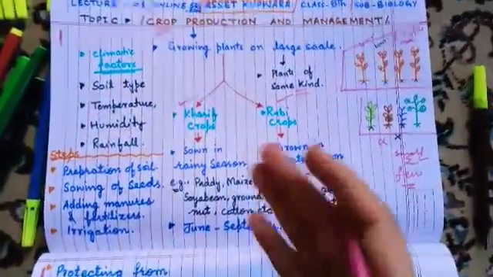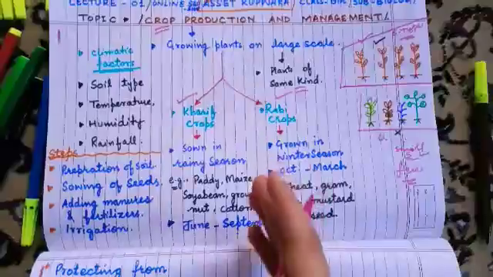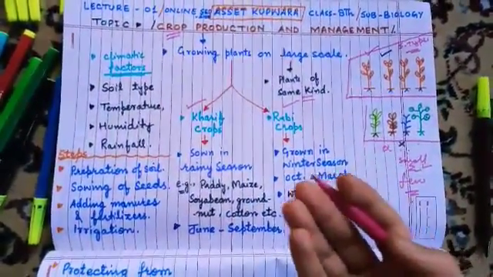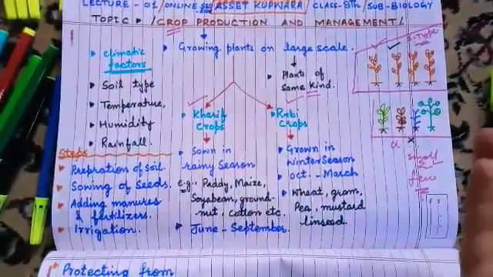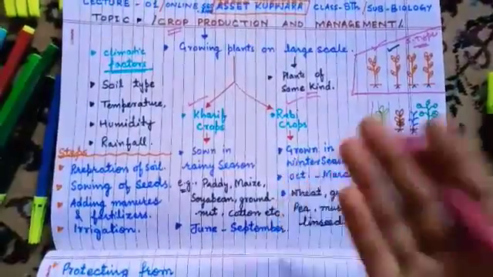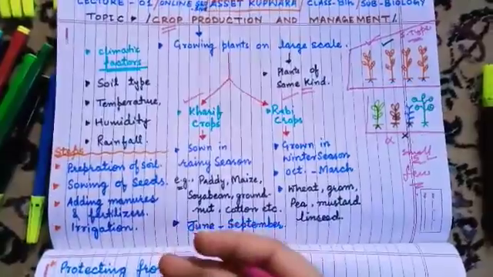You all know that there are different seasons in a year, and we grow crops on the basis of seasons. If we grow a crop of summer season in the winter, that will totally not grow, because every crop needs a season. It needs different climatic conditions.